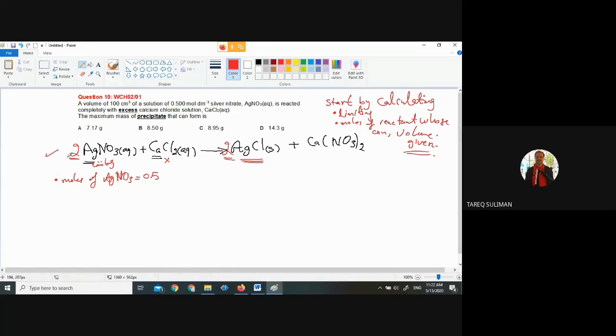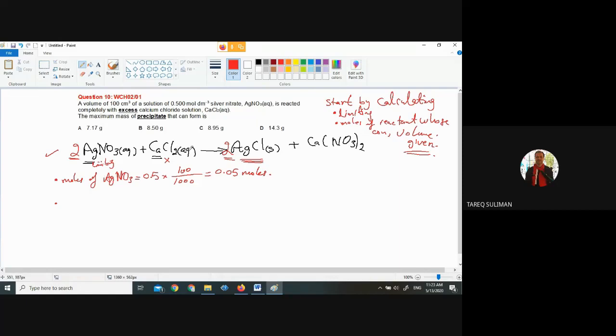They assume that you have a concentration of silver nitrate, 0.5, times its volume. Always the volume is in decimeter cube. So I divide the 100 by 1000. The value will be 0.05 moles. Clear? It's better that you consider the number of significant figures in each step.